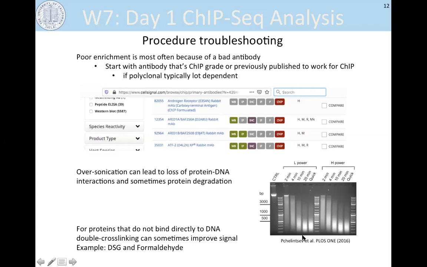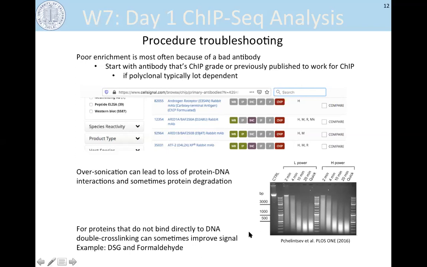If you're ChIPing histones, you can sonicate the crap out of it, and the histones will still be there because there are so many contacts between DNA and histones. It's really hard to over-sonicate with histones. But for proteins that have fewer contacts or don't bind DNA directly, such as co-activators, I would stay more on the lighter sonication protocol.